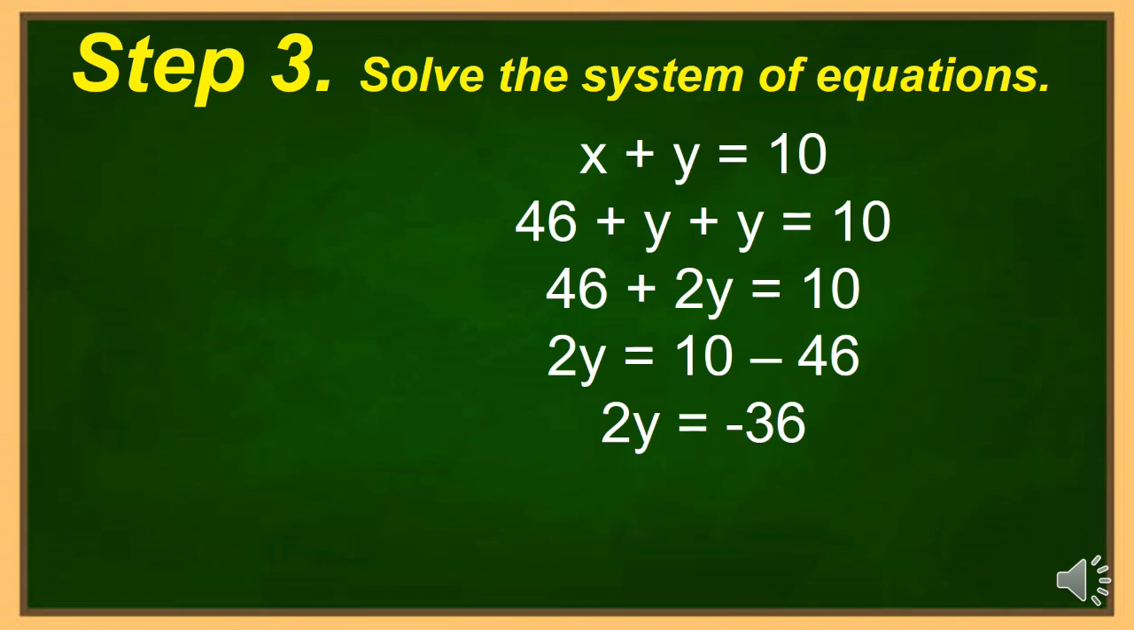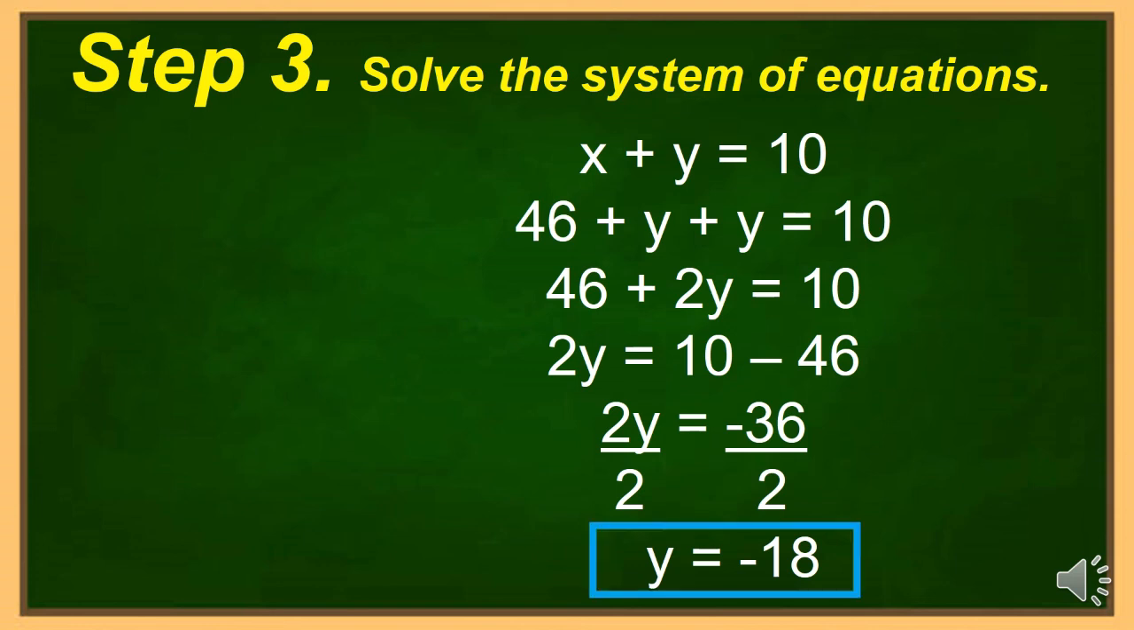Now, we will find the value of y, but in our equation, we still have the numerical coefficient 2 attached to our y. So to get rid of, or to divide out, 2, we need to divide both sides by 2. And its quotient now, which is our new equation, is y equals negative 18. So the value of our y is negative 18.